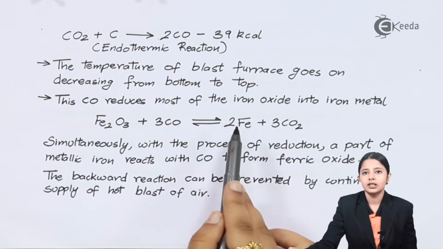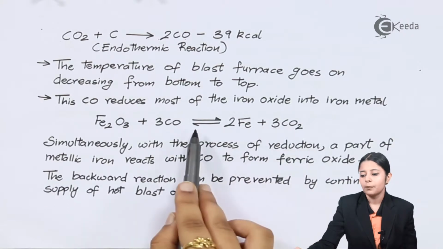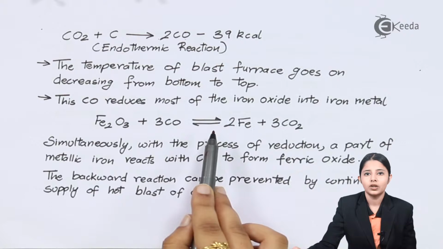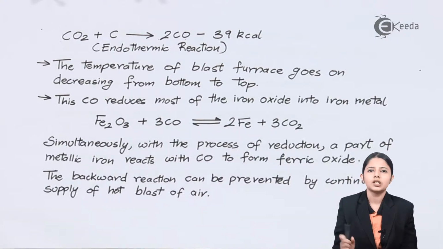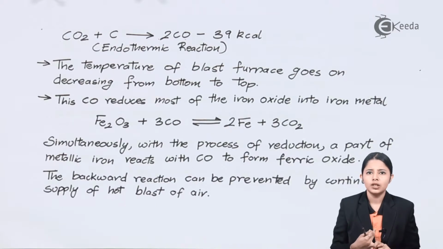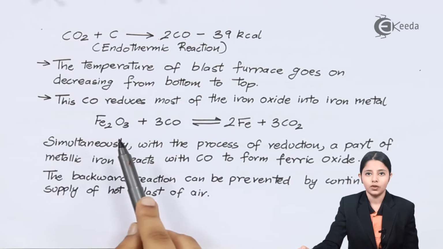This 2Fe is in its pure form. So we have 2Fe plus 3CO2. But we have to see here that it is a reversible reaction. And why is it a reversible reaction? Because in the blast furnace we have a lot of heat, many reactions going on. So for this it is important for us to make sure that this Fe will not reverse back.